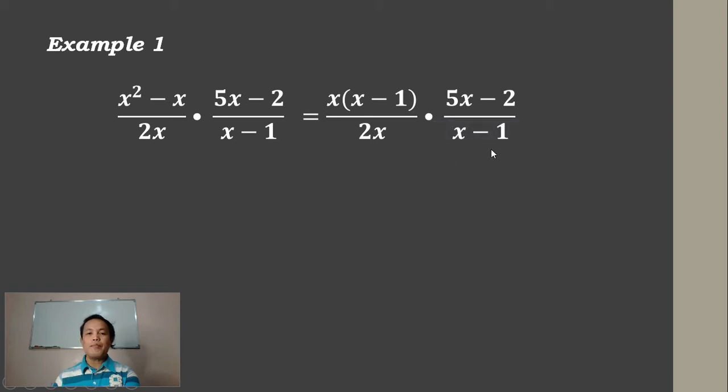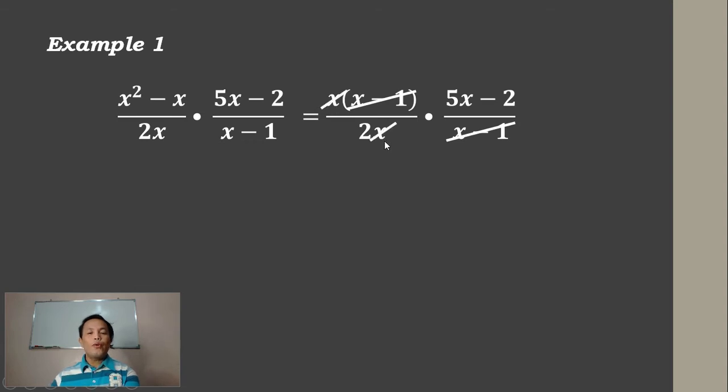The next step is to look for the common factors that can be found in the numerator and the denominator. In this case, we have here x minus 1 in the numerator, and we also have x minus 1 in the denominator. So what we need to do is cancel out this x minus 1 and x minus 1 because they are common. And another is we have x in the numerator and x in the denominator. So we have common factor x and x, so we can cancel out x.